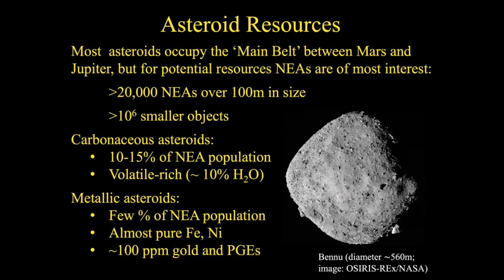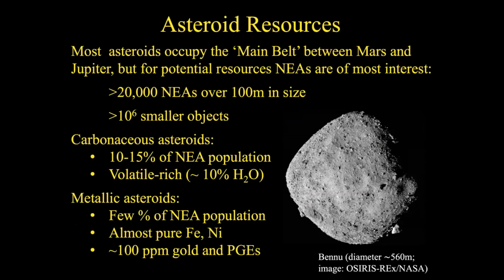Anyway, so asteroid resources first. So previous speakers have already told us a lot about the geography of the solar system. So everyone will be aware that most asteroids occupy the so-called main belt between the orbits of Mars and Jupiter. But from a space resources point of view, it's the near-Earth asteroids that are easier to access. And so at least initially would be the focus of a future space resource industry. There are a lot of them.